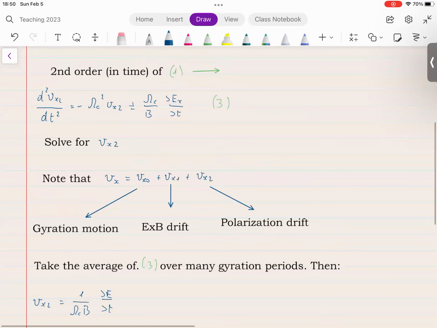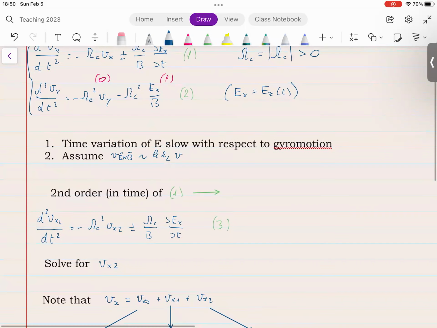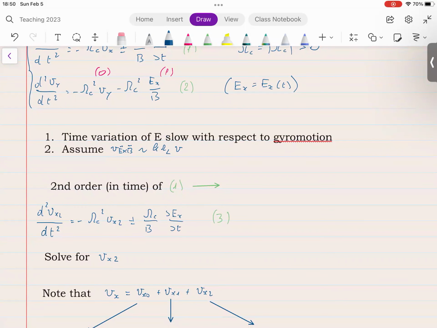And notice that if I do the same thing with my second equation up here, the one for Vy, I get Vy equals 0 to this order. If I take the average, the only surviving term is the average of Vy over the gyration motion, and that's to second order 0.